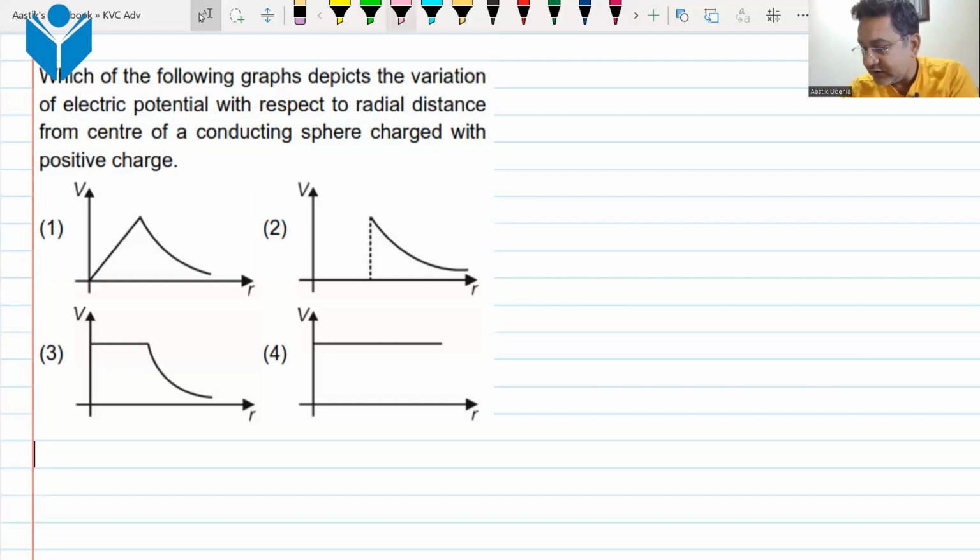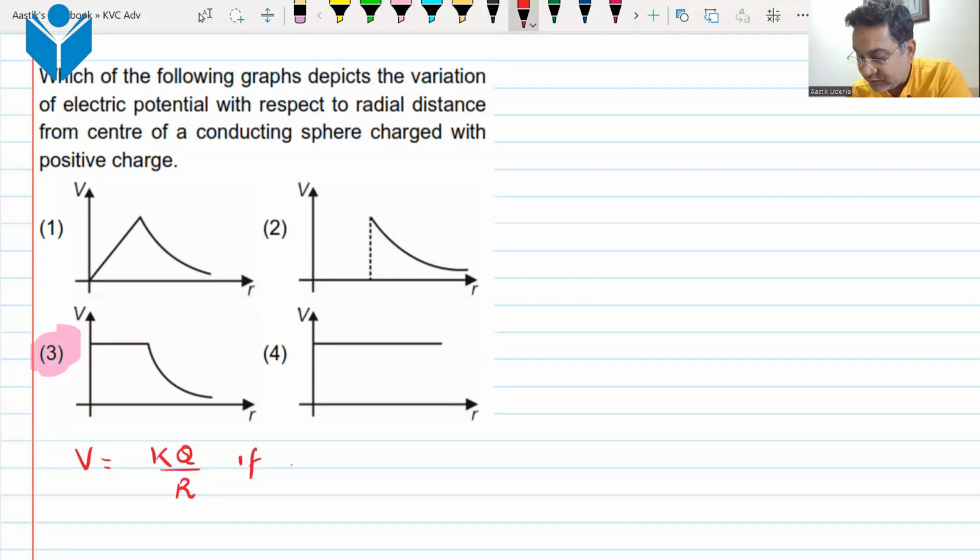Option 2, sir, is wrong. Option 3, sir, is right. Potential at any point inside the sphere is an equipotential surface. KQ by R is the potential inside or on the surface. If small r is less than or equal to capital R, V is equal to KQ by R.